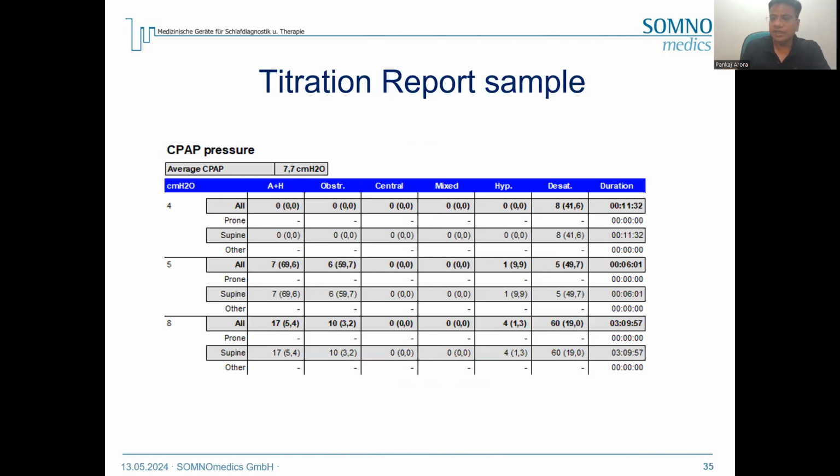So now we can also obviously give the titration report. This is a kind of a titration report, which will give you the pressures, and it will also give you the average pressure of the whole night. Actually, it also gives you the position-wise and the stage-wise data. It will give you REM stage and non-REM stage, and then you can see in which stage and in which position his obstructive sleep apnea, central sleep apnea, and how it is going better in titration.